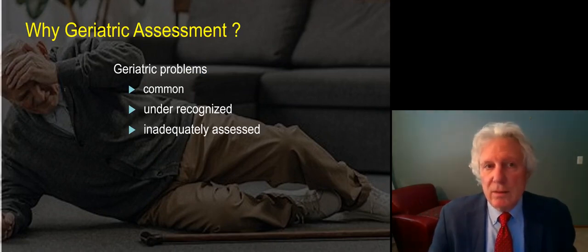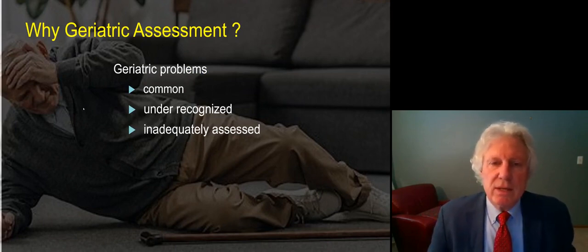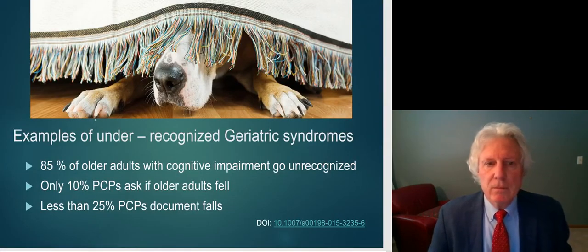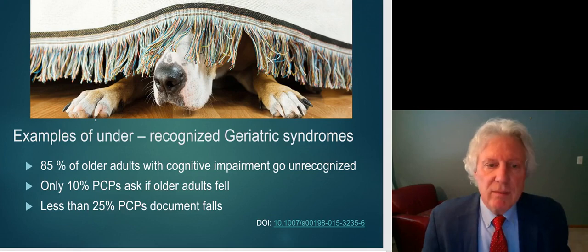So the question is why you would even want to do geriatric assessment. Part of the reason is that geriatric problems are common, and importantly, they're under-recognized and often inadequately assessed and managed. I'll give you a few examples here. Research shows that 85% of older adults with cognitive impairment go unrecognized. This is an audit of numerous primary care practices, and also in hospital problem lists, you very rarely see cognitive impairment. You don't see delirium listed on the problem list.